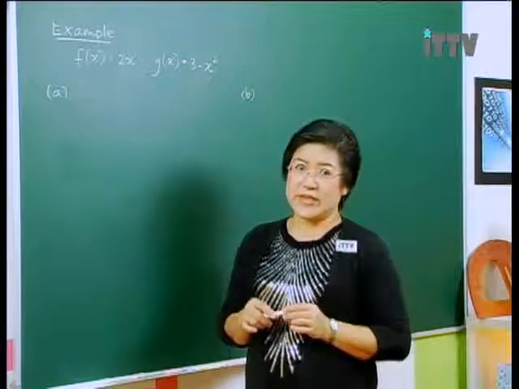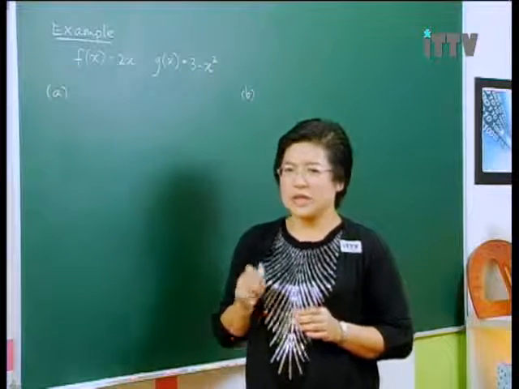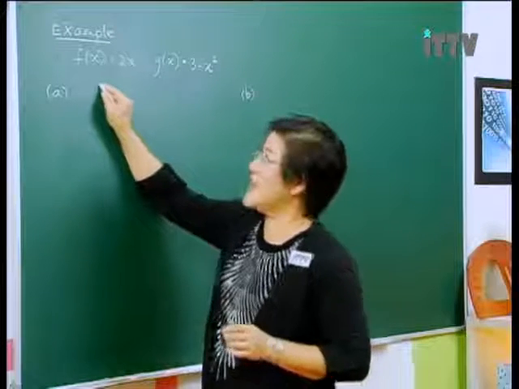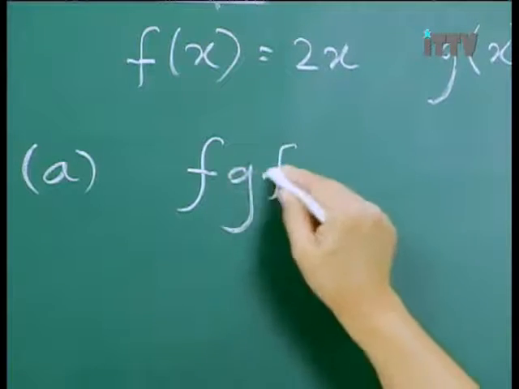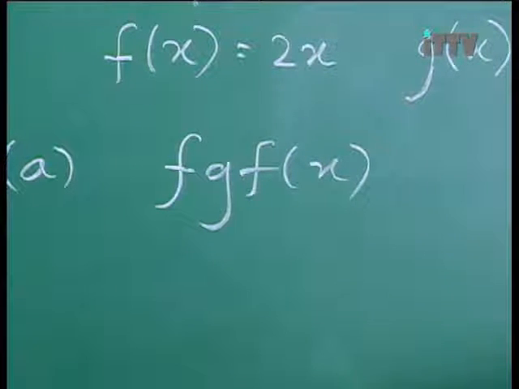f(x) is equal to 2x and g(x) is equal to 3 minus x squared. What do you think will be the final result of the following composite function? f(g(f(x))). I'm sure that will give you some thought.